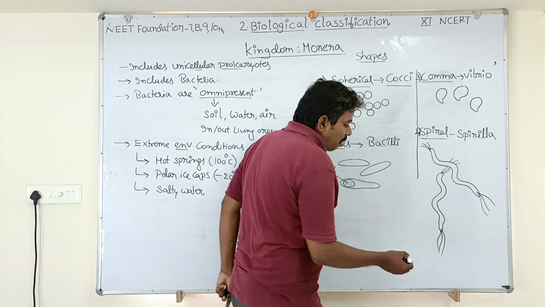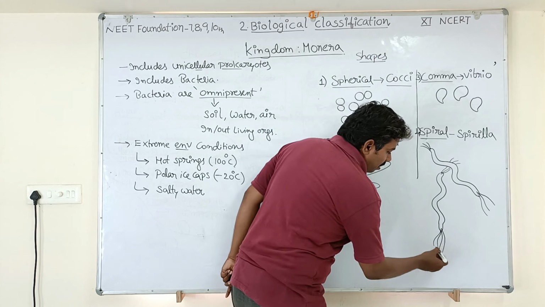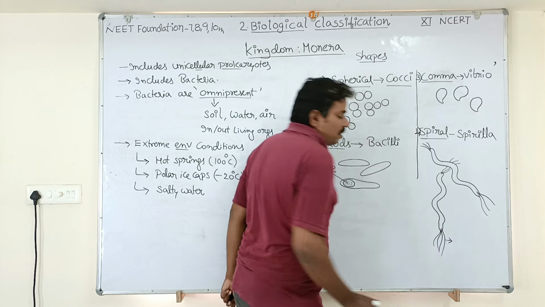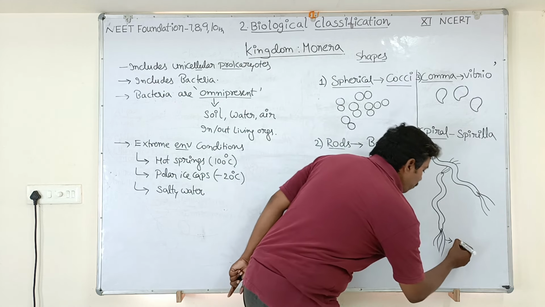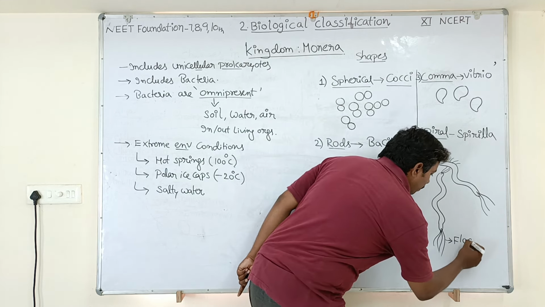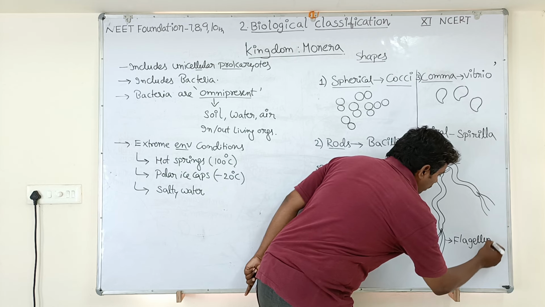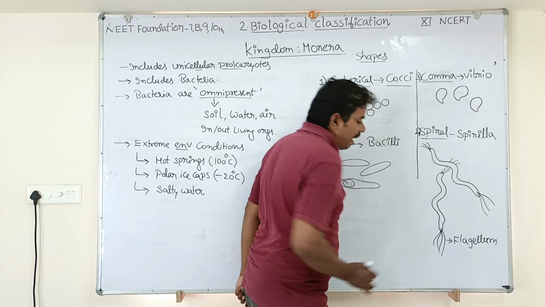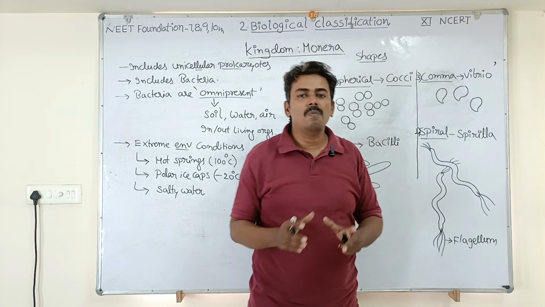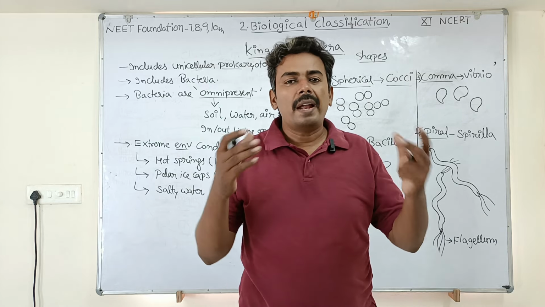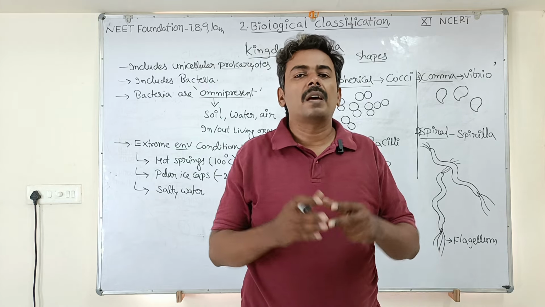So you can ask, what are these structures? These structures are the locomotory structures which help the bacteria to move around. It is called flagellum. Each single hair-like structure which you are seeing here is called a flagellum. It helps in locomotion of bacteria. Some bacteria will have this flagellum and some don't.